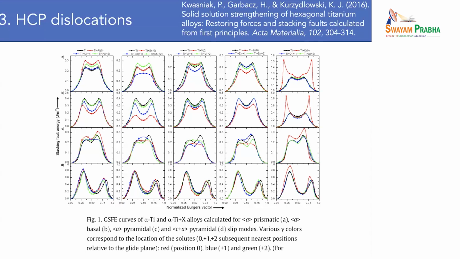In basal, you also have a stacking fault. So this is titanium. The fault in the basal plane is 0.3 something, and it's 0.2 in the prismatic plane. So it's lower in the prismatic plane than in the basal plane. Is that clear?